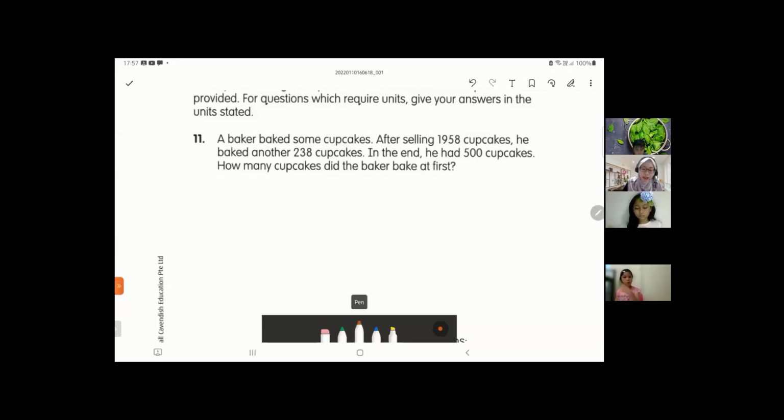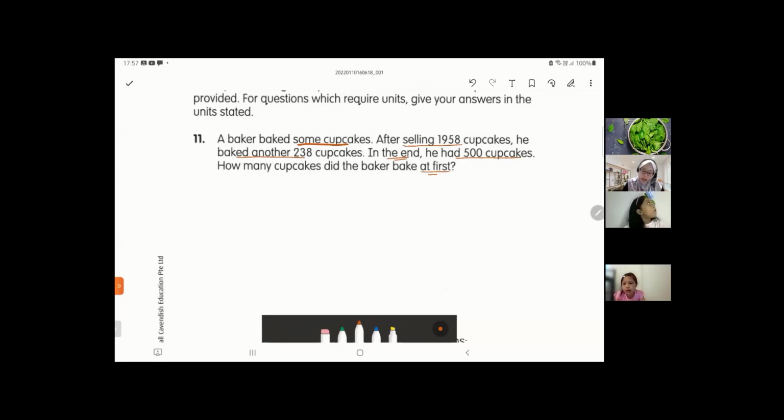A baker baked some cupcakes. I do not know how many. I know that he baked some cupcakes, all right? And then what happened? After selling 1,958 cupcakes, he baked another 238 cupcakes. He sold some, then he baked some more, okay? In the end, he had this much cupcakes left, including those that he baked. How many cupcakes did the baker bake at first?